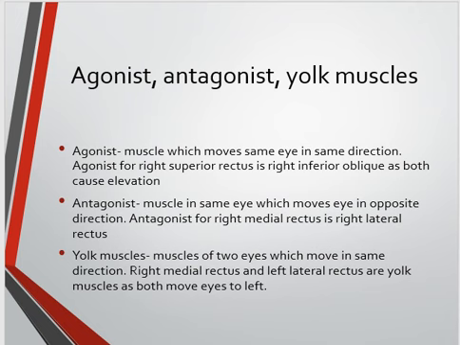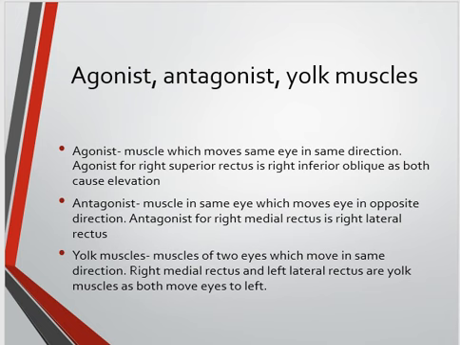Another terminology is yoke muscles. Yoke muscles are the muscles of the two eyes which move the eyes in the same direction. Say for example, in dextroversion the person is looking to the right, or say for example, what has been given here is levoversion, where the eyes are looking to the left.